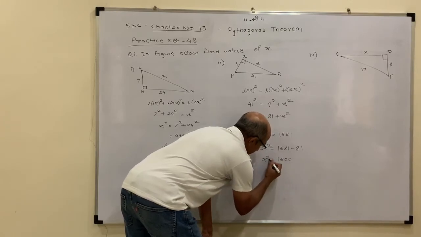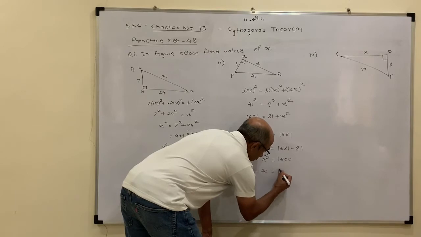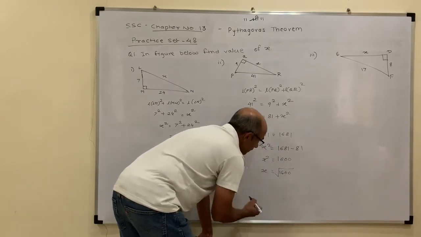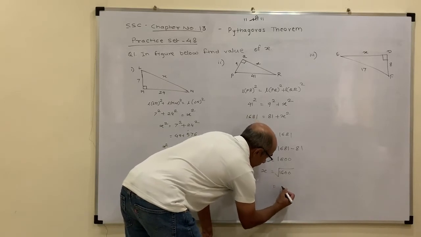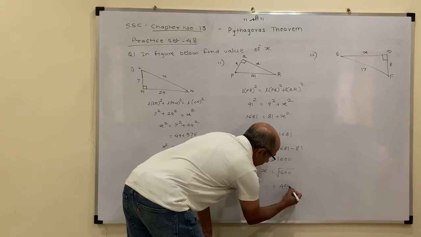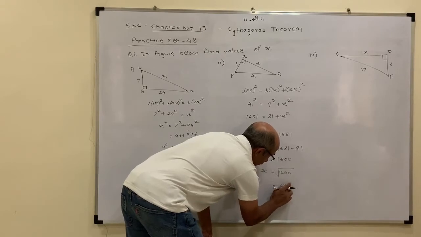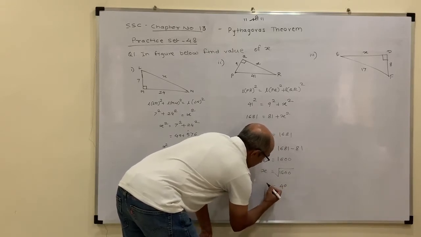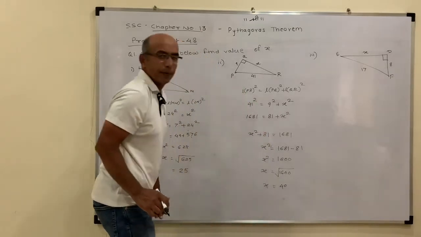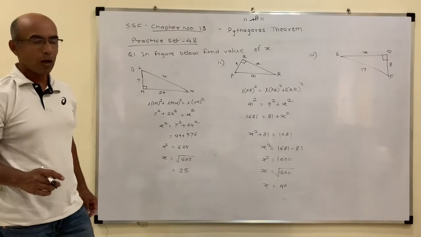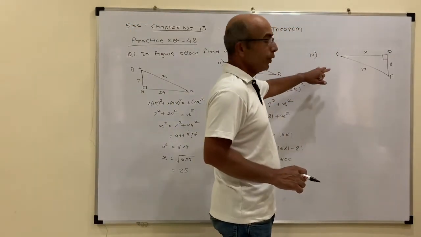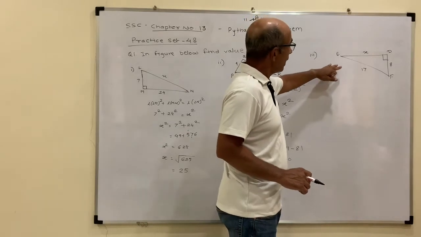x square equal to, x equal to square root of 1600. 16 is the square of 4. So it comes out to be 40. 40 is the square root of 1600. So my x will be 40. Now let's move on to the third one. Now here again, we need to pay attention to where the right angle is.